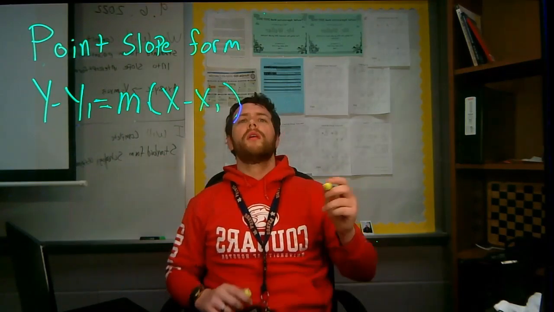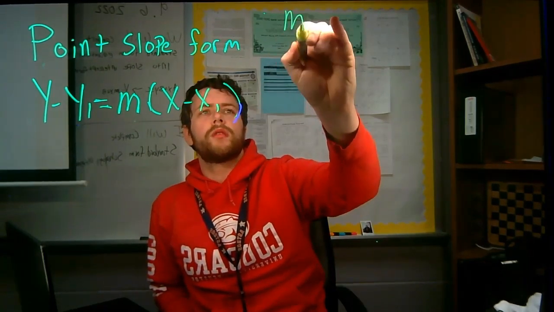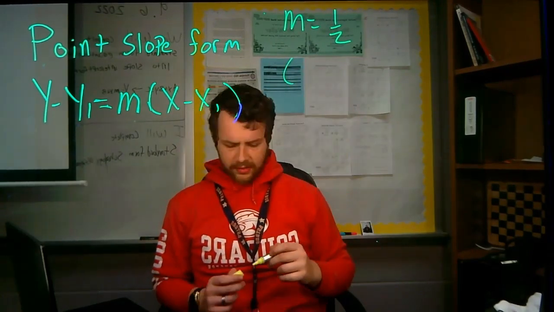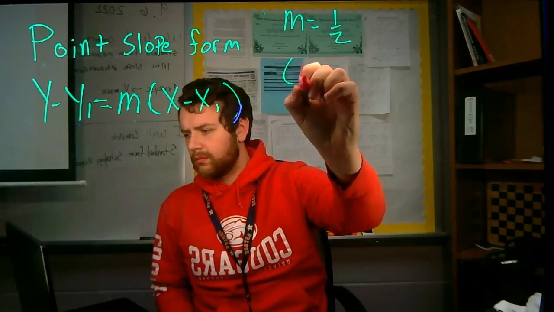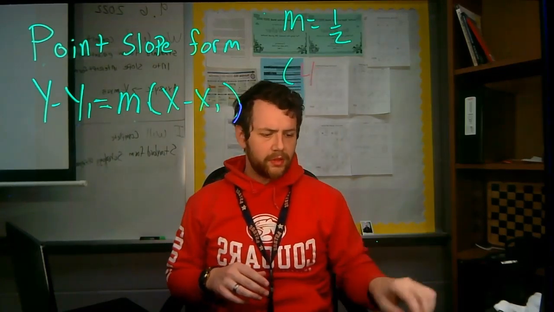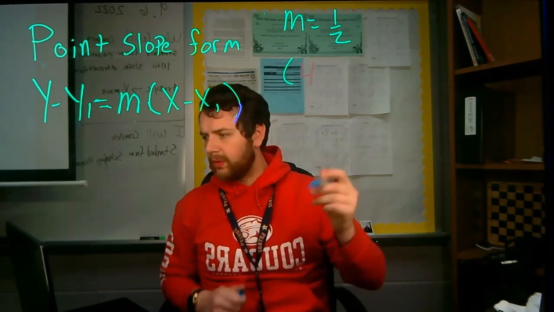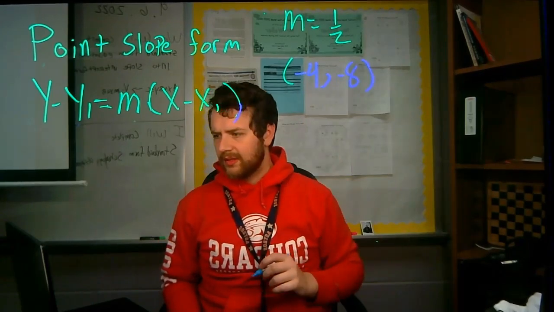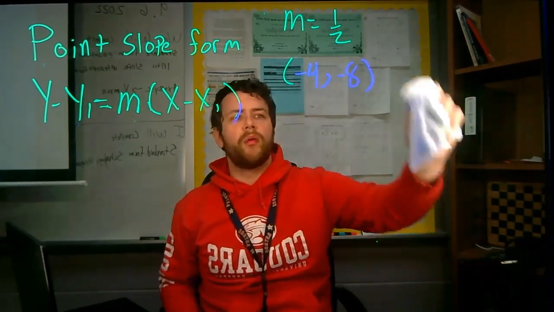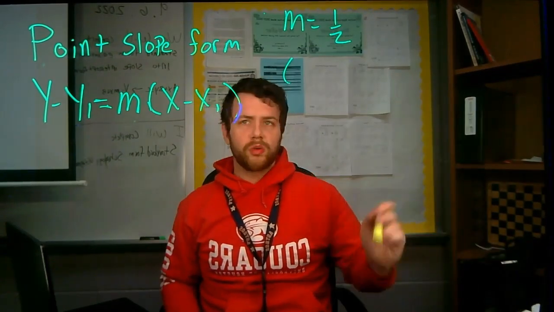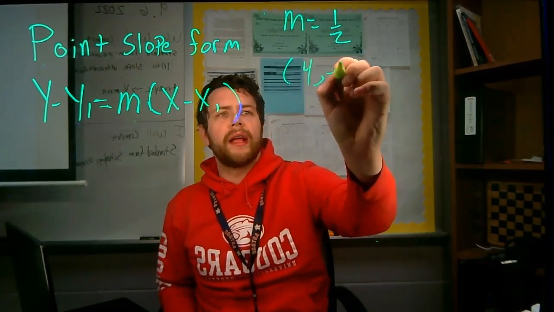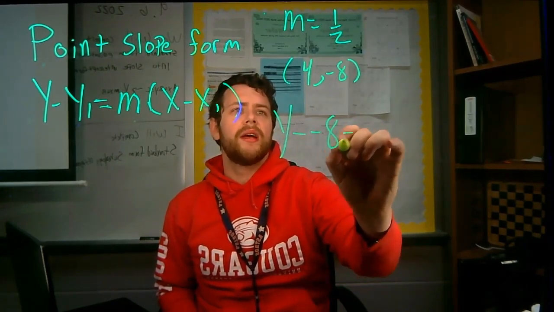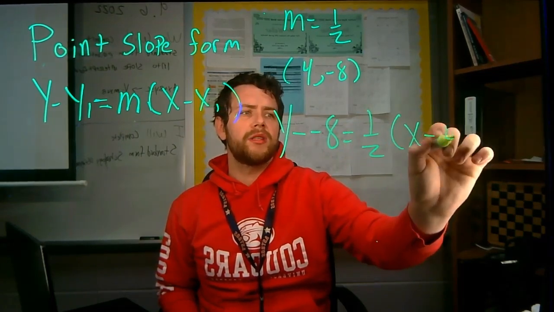Do two more. Slope is 1/2, and we're going to use the point. I wonder if the purple shows up. No, it's still not showing up. What about the blue? I think the blue actually shows up in this. We'll use the point 4, -8. It shows up, but I want it to really show up, not just kind of show up. So we'll just stick with this color. 4, -8. Let's put this in here. We're going to have y - 8 = 1/2 (x - 4).